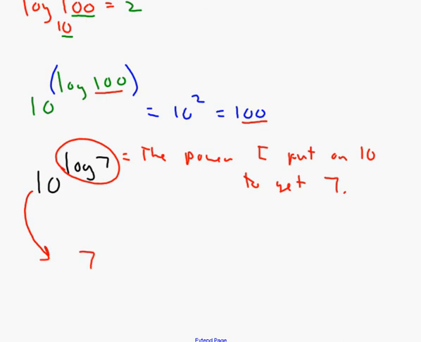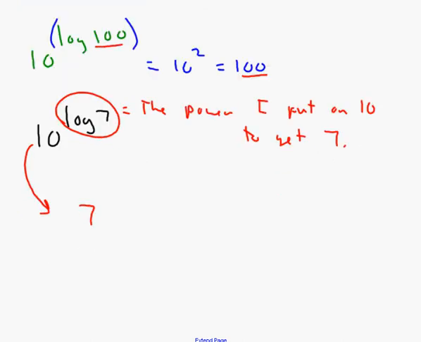By definition, I have to get 7 as an answer. So in summary, what you know is if you have 10 to the log x power, the answer would just be x. There's only one restriction here. X has to be greater than 0. We just have to require that. Okay? You can't take the log of negative numbers or 0. All right? But this is a true fact.